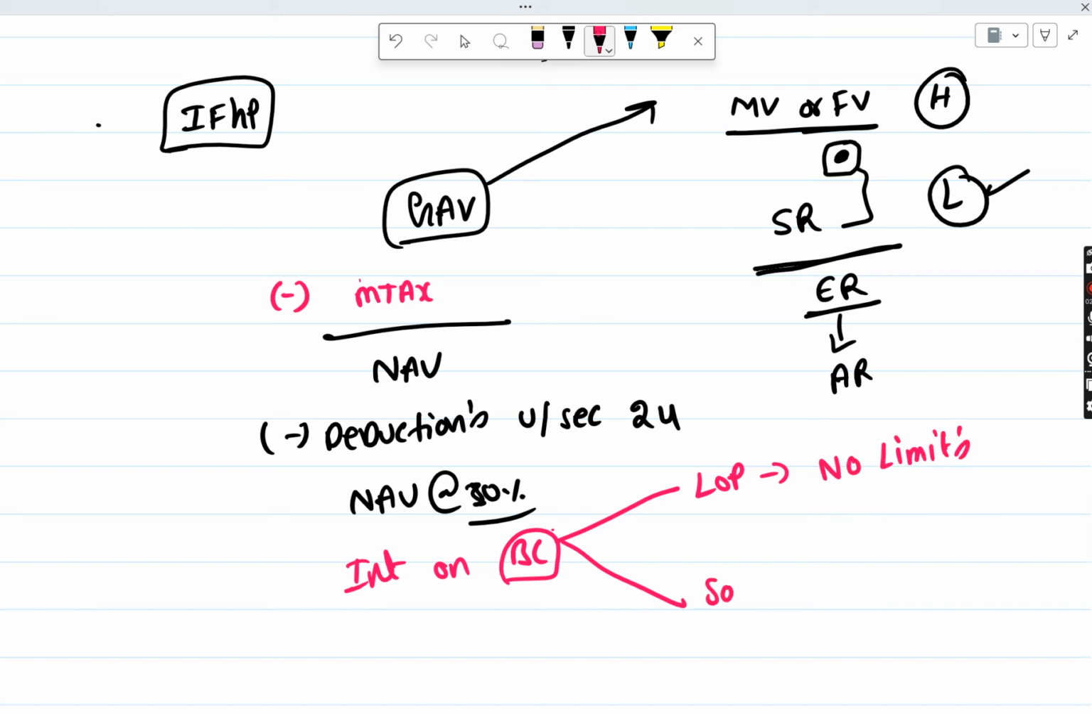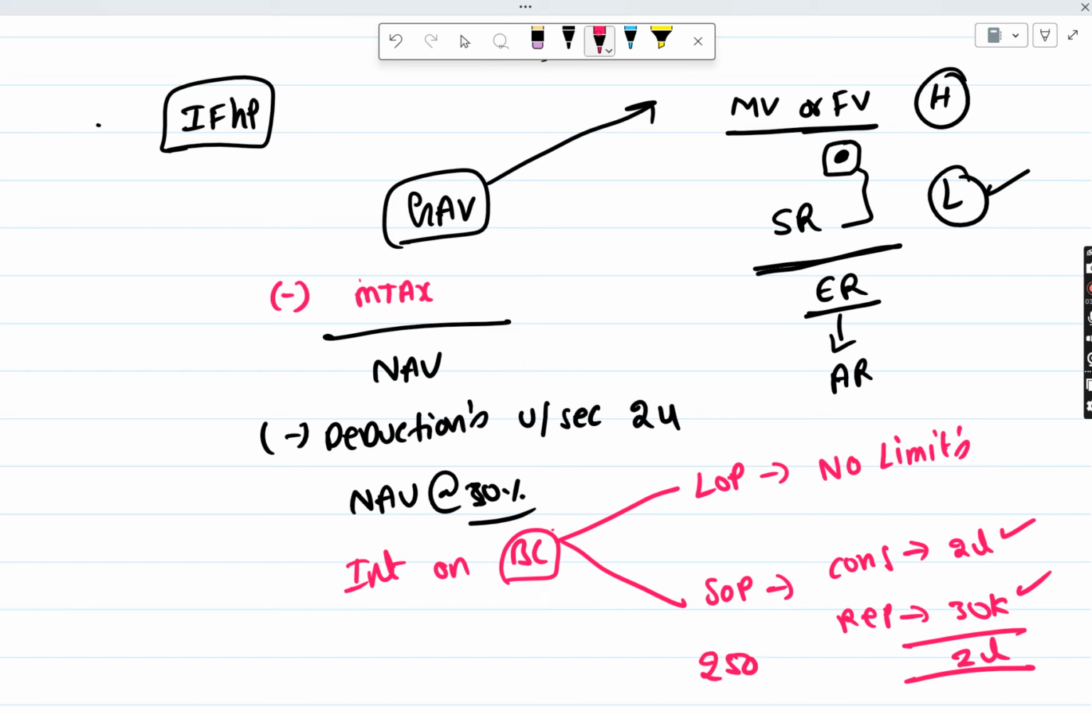If it is a self occupied property, then we need to check whether it is for construction or for repairs. If it is construction, then 2 lakhs. If it is repairs, then 30,000. And overall, we are going to give 2 lakhs only. Individually 2 lakhs and 30,000, but let's say construction and repair combined we got 2 lakh 50,000. We are going to give only 2 lakh.